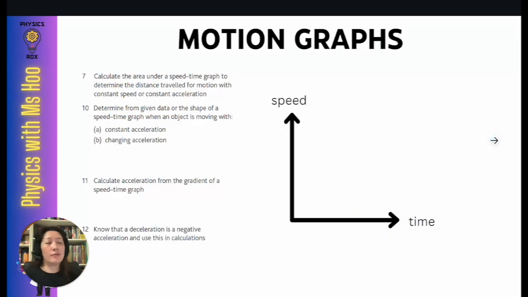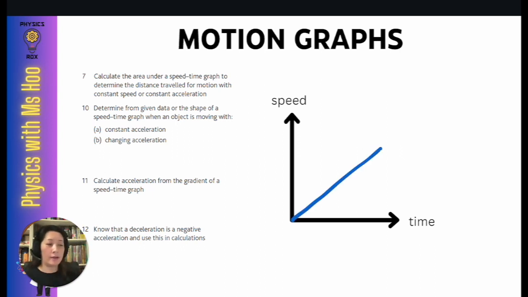In addition to distance time graphs, you also need to know how to interpret speed time graphs. So what you need to know is to be able to calculate the area under the speed time graph to determine the distance. And this is for motion with constant speed or constant acceleration, which in this case actually refers to straight line graphs as well. You also need to be able to determine whether an object is moving with constant acceleration or changing acceleration. You need to be able to calculate the acceleration from the gradient of a speed time graph and know that deceleration is a negative acceleration when using this in calculations.